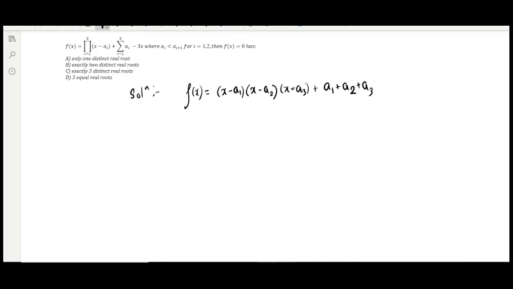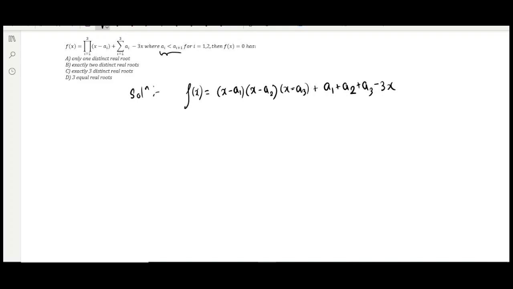Now, finally 3x is there, right? The question is f(x) = 0. The roots of this equation are only one distinct root and exactly two distinct. These are the options we have. This is a relevant question for the IIT JEE, most likely to be asked in the upcoming IIT exam.